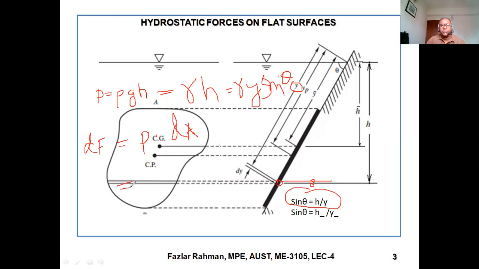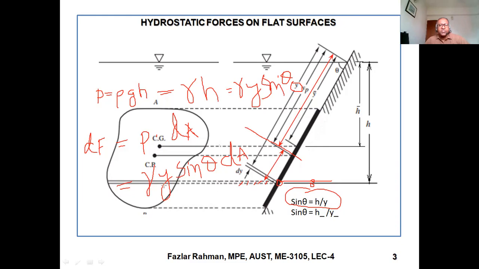Now if we put that P over here, we get gamma y sine theta dA. Now, how can we figure out the total force? Just integrate both sides, and the integration will be over area. Now, you see the area of this small segment we are calling dA. This dA will depend on y, because if y decreases, then this thickness will increase. If my y is from here to here, then dy will be this much. If the y value is increased, dy will be very small.